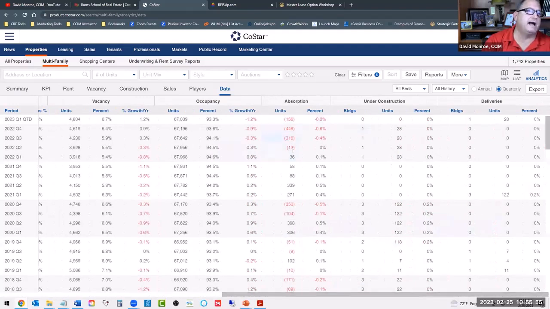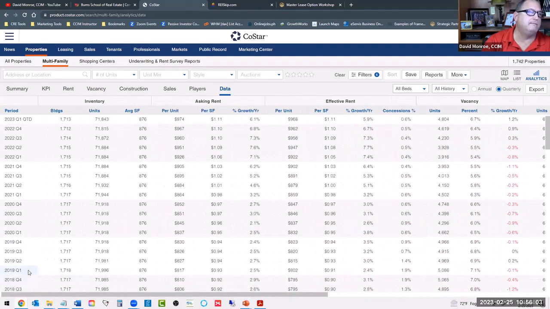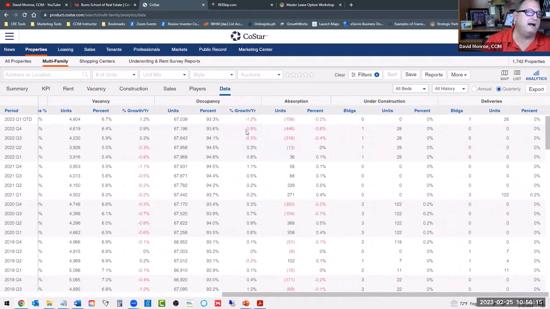So we can see we got negative absorption, we got increasing occupancy. Of course, still fairly decent occupancy. What do the rents do? Increase. Yeah, we're seeing this in all the markets. So it goes against demand supply fundamentals. But again, we're above the long-term occupancy average here.